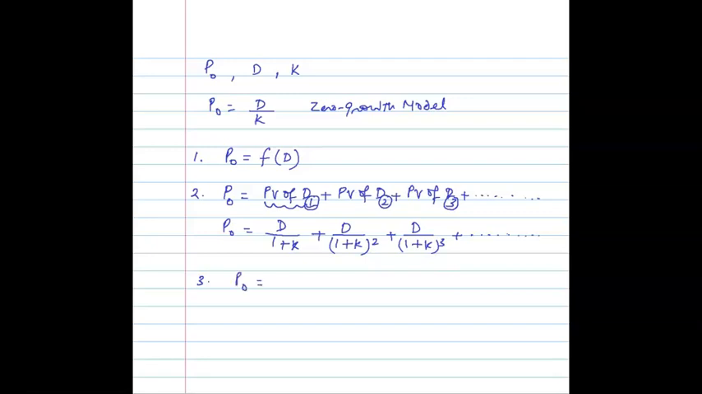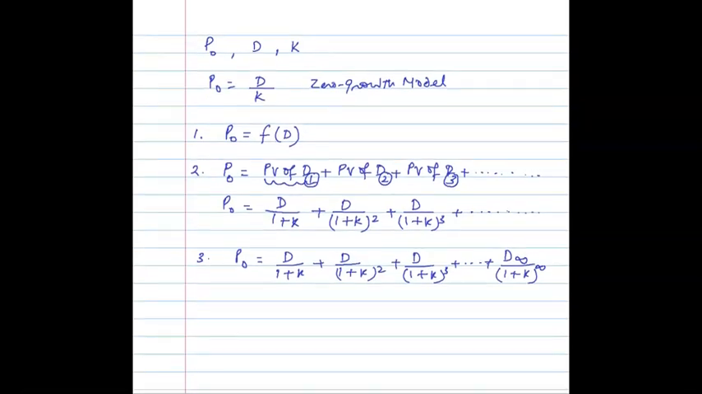So, we will say P0 is equal to D over 1 plus K, then plus D over 1 plus K to the power 2, then add to this D over 1 plus K raised to the power of 3, and so on. This will go till the end of time, right? Because who knows till what time the company is going to go on, unless, of course, formally or legally shut down or wound up in the case of a liquidation or some event of that sort.